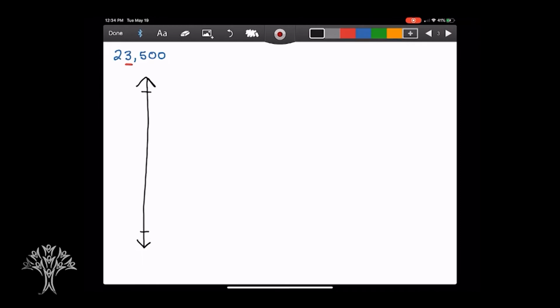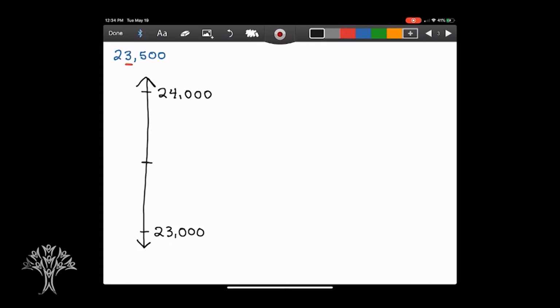A common mistake with this one might be that you would say, oh, this is in between 20,000 and 30,000. But that's to the nearest 10,000. We're still looking at the thousands place. So we're still looking at where that 3 is. That's 3,000. So our endpoint down here is 23,000. So what's one more thousand than that? If I add 1,000 to that number, you should get 24,000.